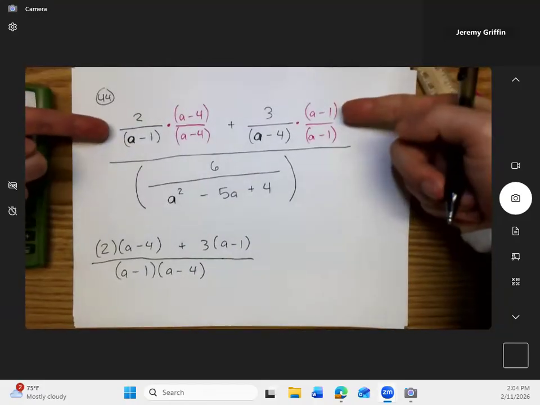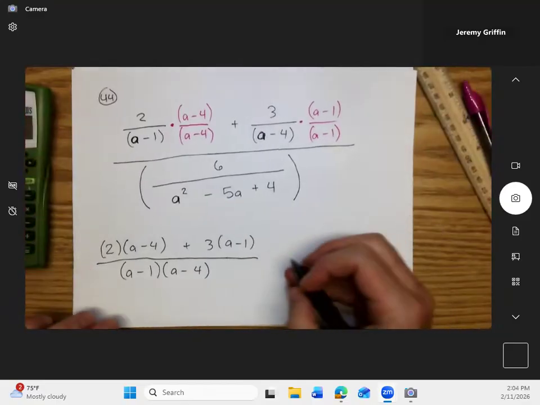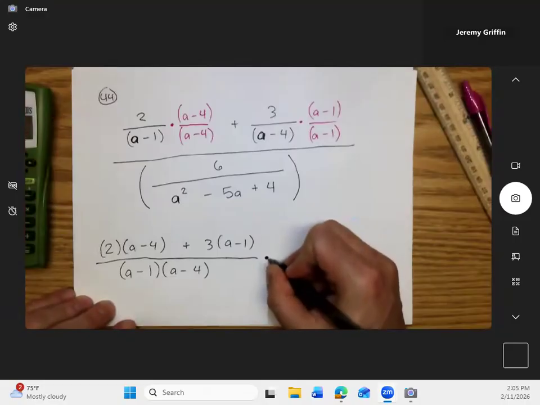Now, since these top two fractions have a common denominator, I just went ahead and pushed them together into one giant fraction. And then I'm going to multiply.